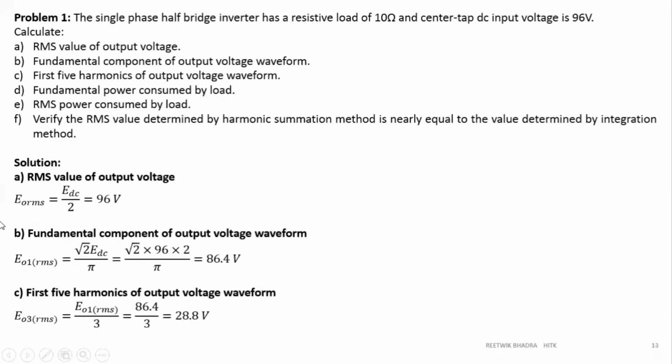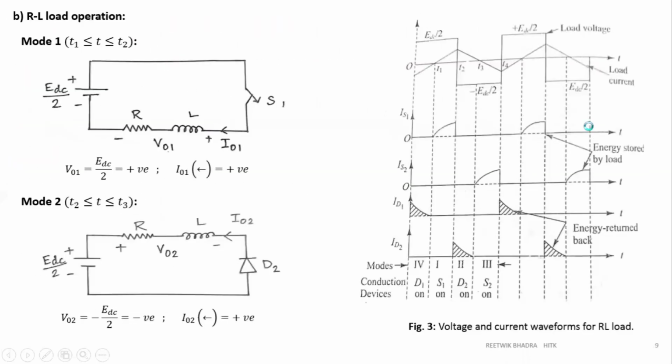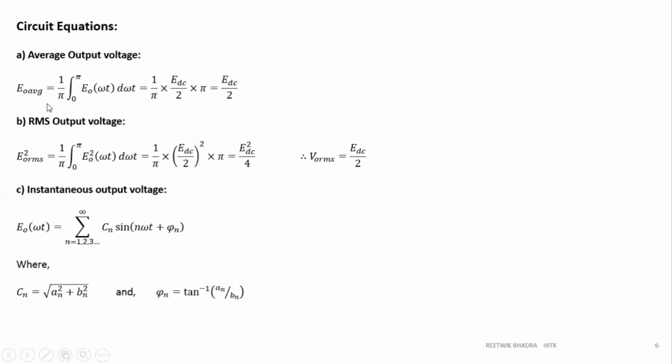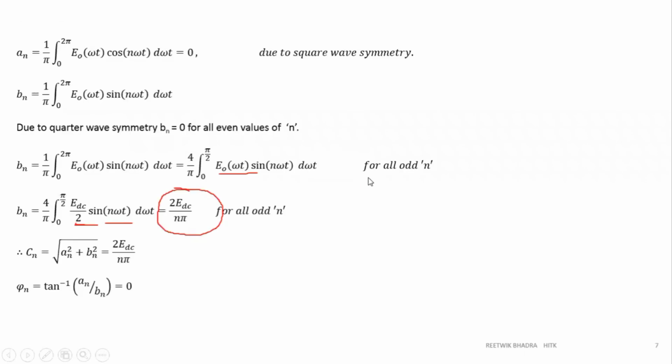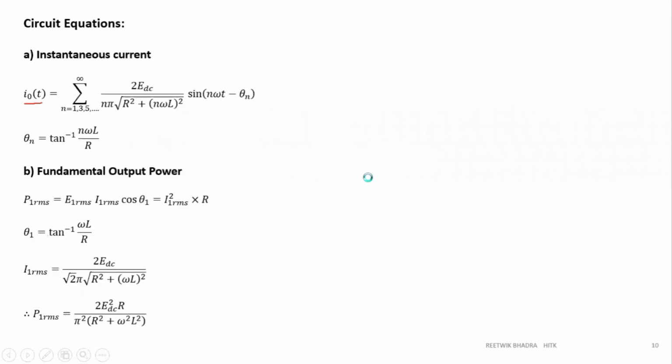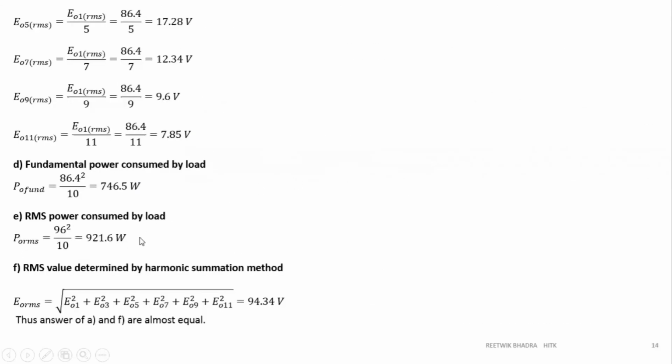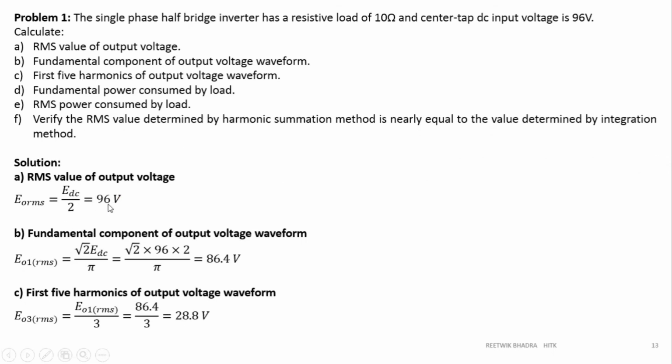Now this is my actual RMS value of my voltage. This is by the integration method, right? Because if you go to previous slides, how have we found this RMS value or average value? By integration, right? We have done integration and found it out. So this value EDC by 2, that is equal to 96, is by the integration method.